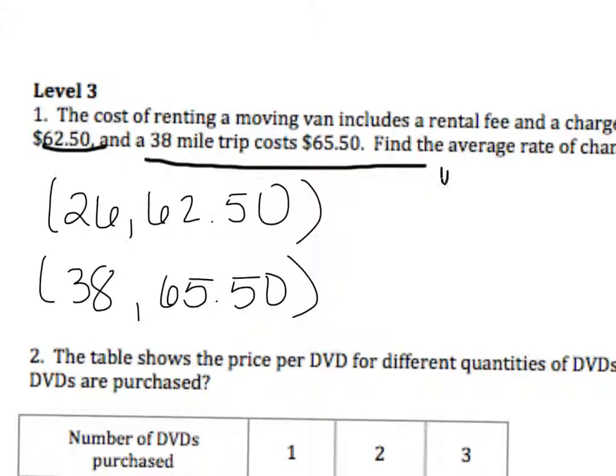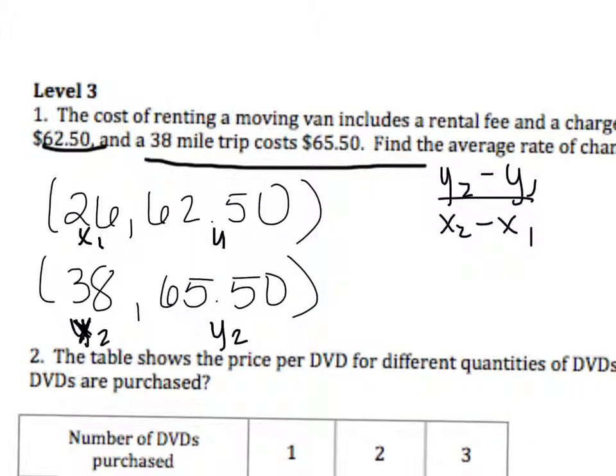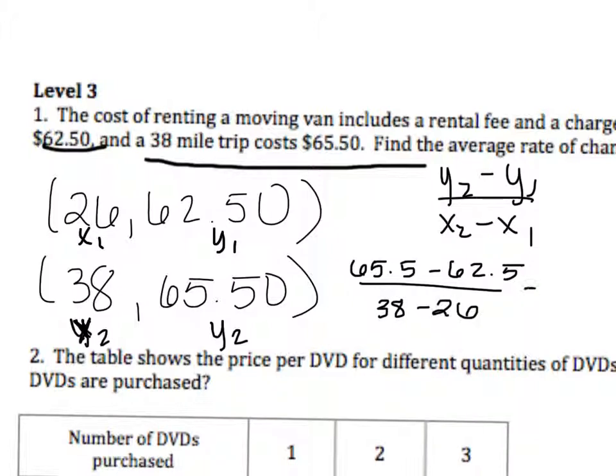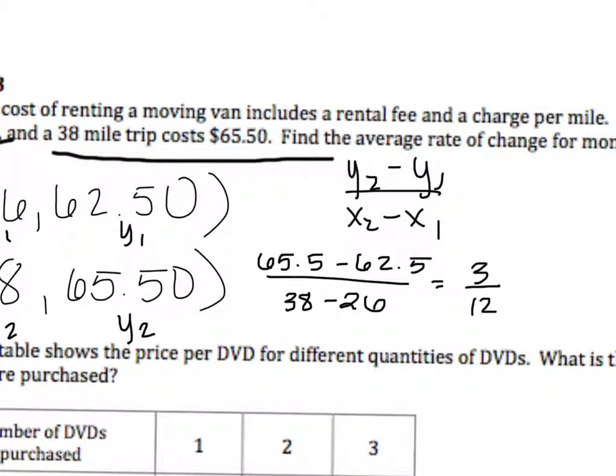So remember, it's y2 minus y1 over x2 minus x1. For these types of problems, I usually will start with a bigger number, and since 65.50 is the larger, I'm going to call that y2, and then this one is going to be x2. So then this is x1, and this is y1, just to keep everything positive. So I have 65.50 minus 62.50 over 38 minus 26. So 65.50 minus 62.50 is 3, and 38 minus 26 is going to be 12. So then if I reduce that, 3 over 12 is 1 over 4.